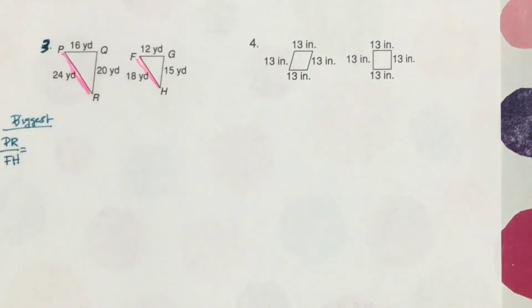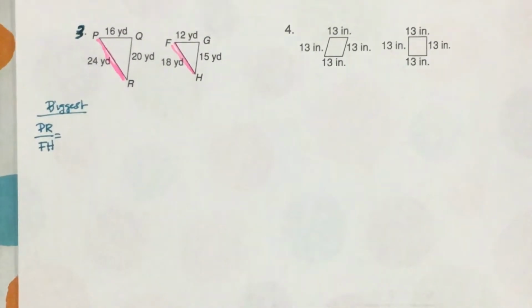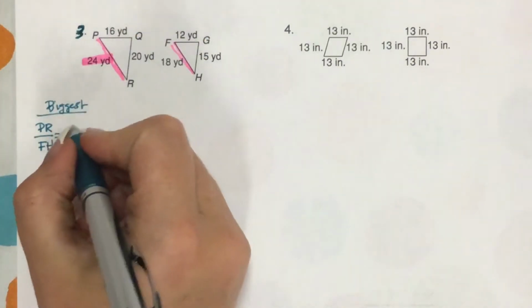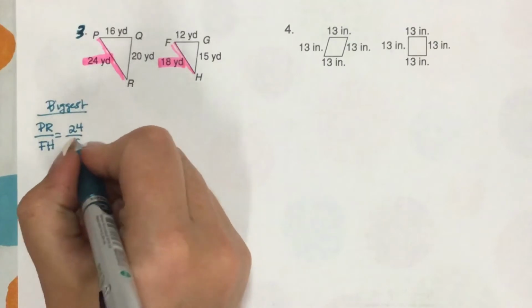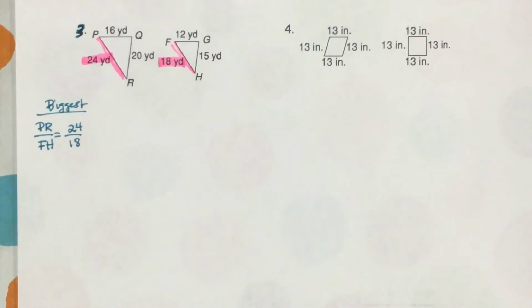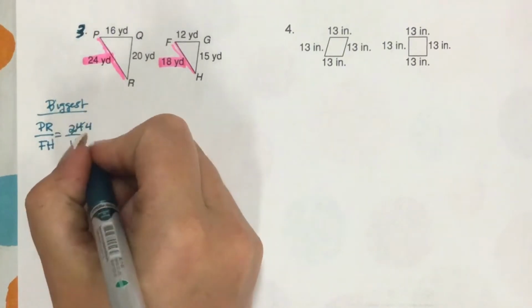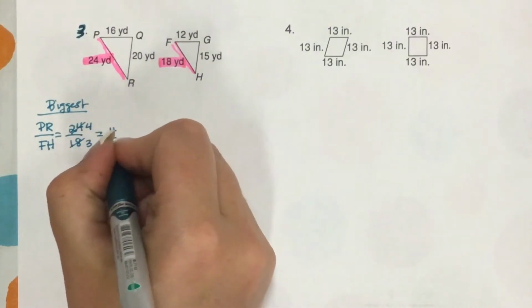So once we have the symbols written down for those side lengths, we're going to go ahead and fill in the numbers. So PR is 24, so it's going to be 24 over 18. FH is 18. Okay, then we're just going to simplify these. Is there a common factor between the 24 and 18? I'm going to say yes. 6 goes into both of those. 6 goes into 24 4 times. 6 goes into 18 3 times. And that's really simplified. So our ratio is 4/3.